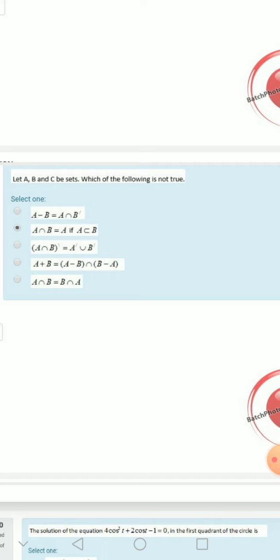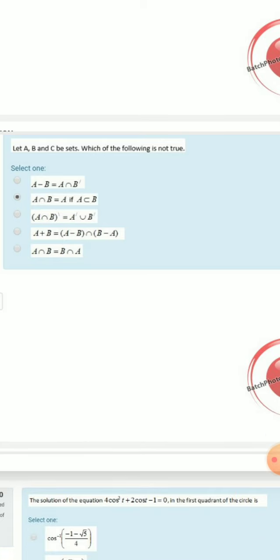Then let A, B, and C be sets. Which of the following is not true? Well, you can use a calculator here, but you should know the rules. Number one here, A minus B is equal to A intersection B complement. That's correct. That's the rule of difference. Number two says A intersection B is equal to A if A is a subset of B. That's very correct. That's one of the rules of intersection. If A is a subset of B, then A intersection B equals A.